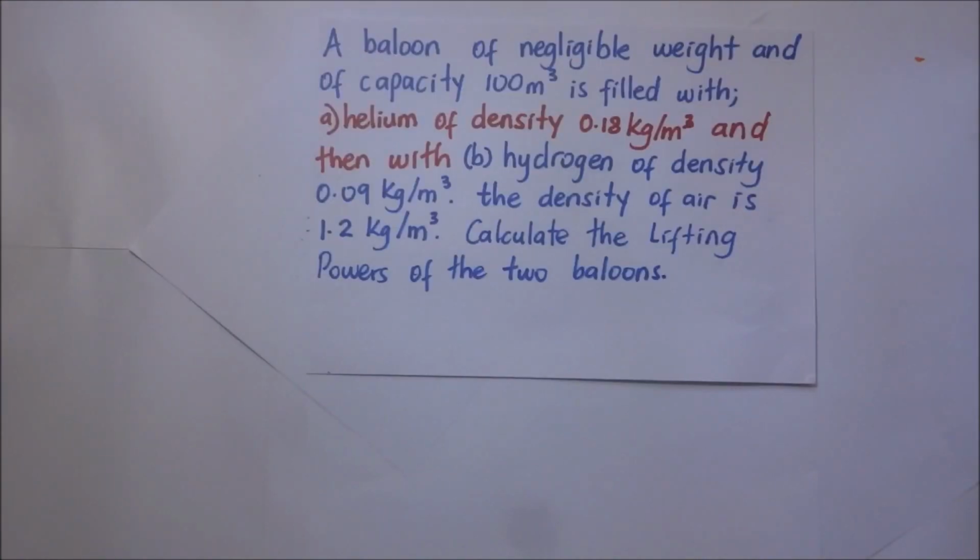Okay, a balloon of negligible weight and of capacity 100 meters cubed is filled with, part A, helium of density 0.18 kilograms per meter cubed, and then part B, hydrogen of density 0.09 kilograms per meter cubed. The density of air is 1.2 kilograms per meter cubed. Calculate the lifting powers of the two balloons.